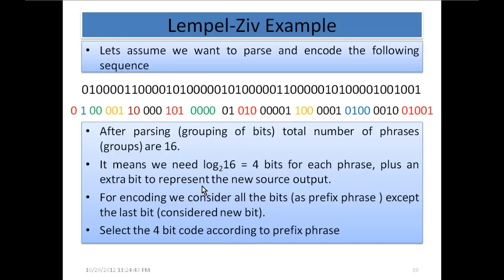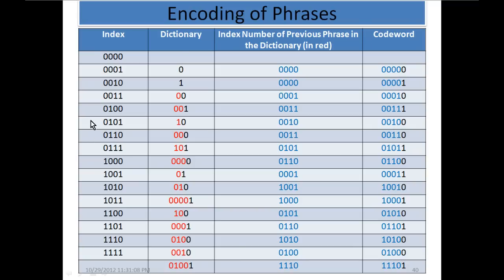Now we will go through a further example to understand all these steps. Look over here. First of all, this 0 is received, and after receiving this 0, it is added into the dictionary, and the output is 000, that is the index number of the empty buffer.